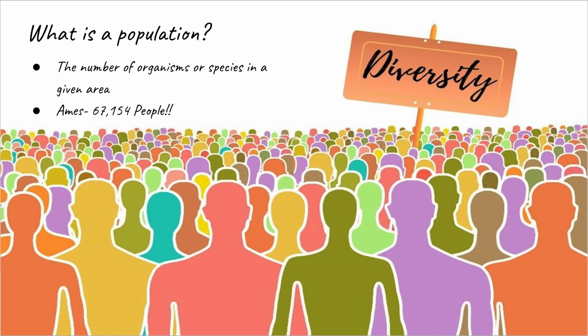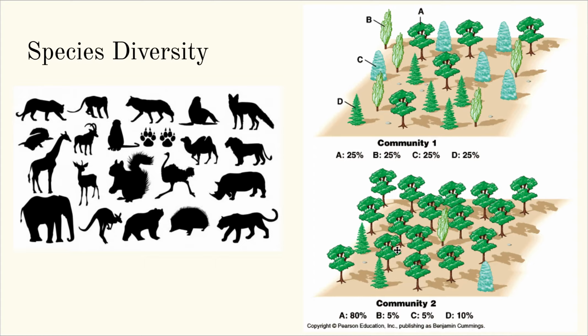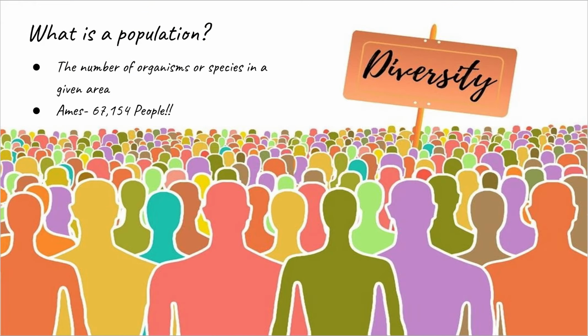I previously mentioned population in this slide. Although the diversity is the same because there are still 4 species in each one, A in this one has a higher population percentage than A in community 1. So what is a population? A population is the number of organisms or species in a given area.